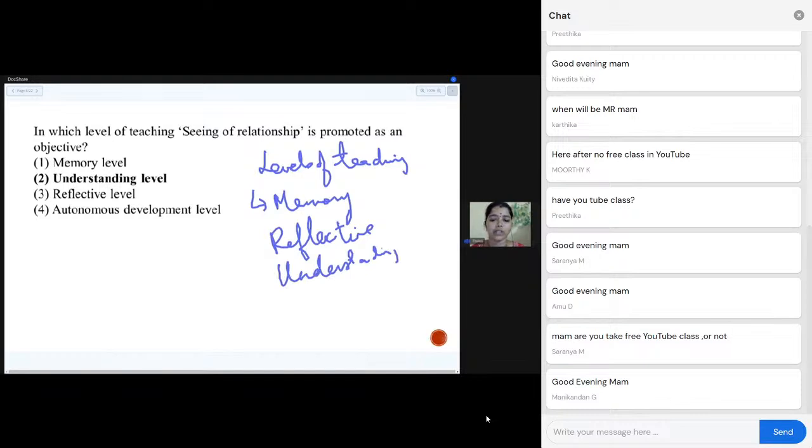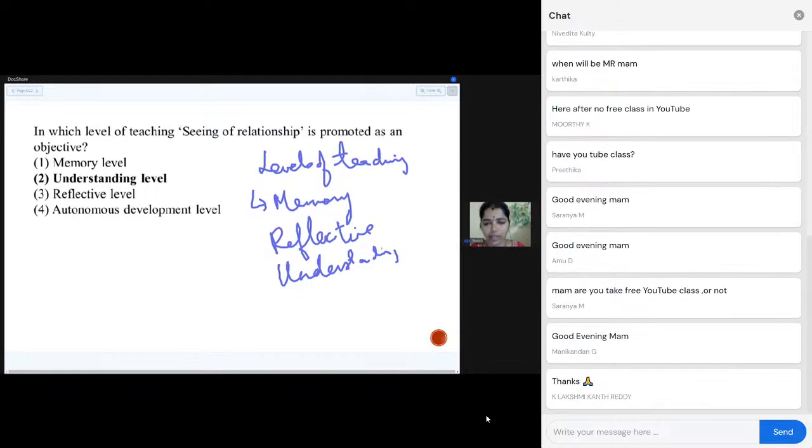Whenever we teach at memory level, it's just rote learning. We read, we just recall, that's all. When we seek relationship, whatever we have learned at the memory level, we compare things and seek relationship, and that we call understanding level. What do you mean by reflective level? There we do critical thinking. We have understood some concepts, we're moving ahead with the next level, and that we call reflective level, right? Exactly. Super.